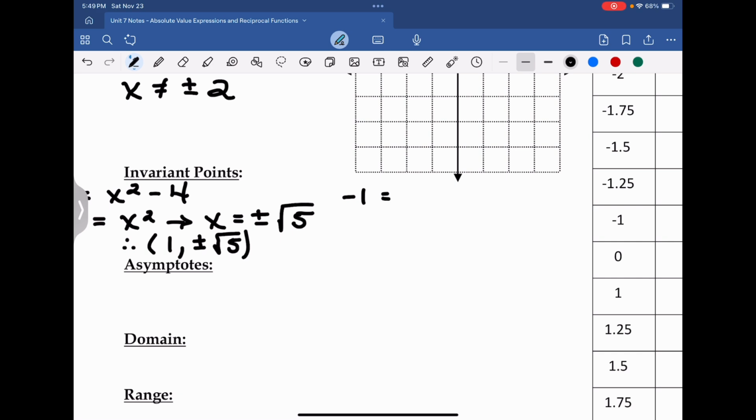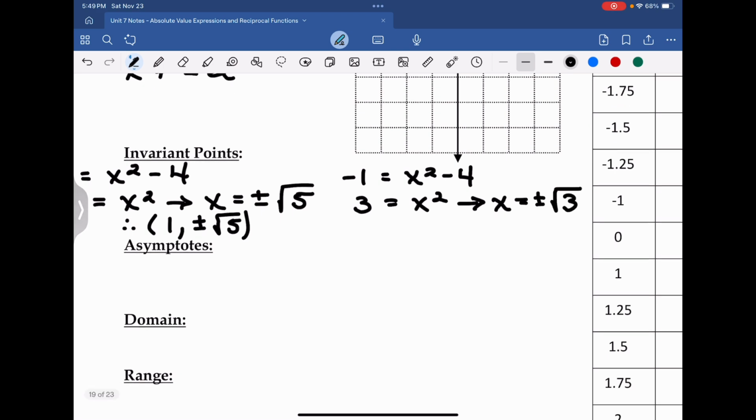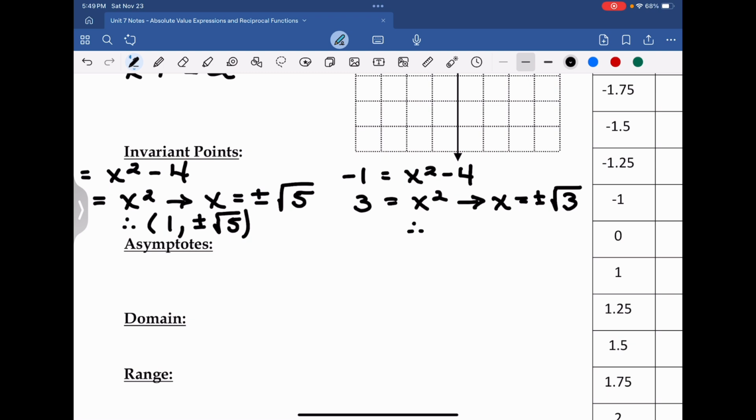Our second invariant point occurs where it's -1, which is equal to, on this one, x squared minus 4 again. I add 4 to both sides, making this 3 equals x squared. If I take the square root of both sides, this gives me that x is equal to plus or minus the square root of 3. And now I want to write it as, therefore, we have it at -1 and plus or minus the square root of 3.